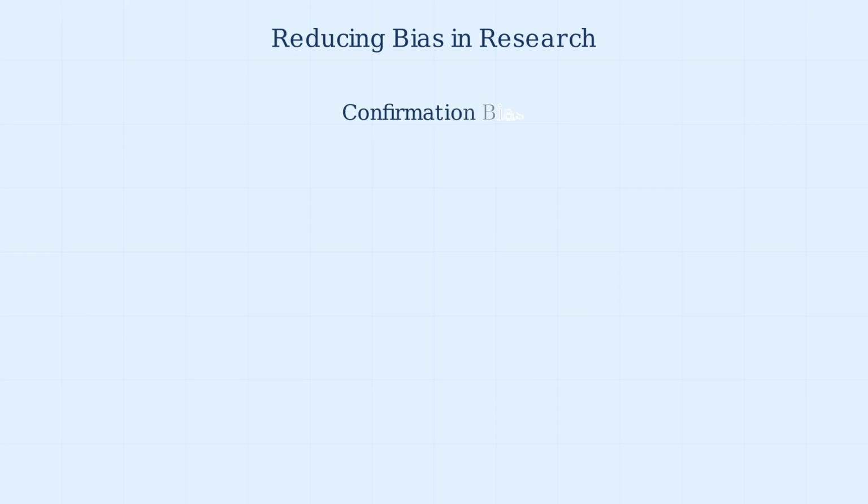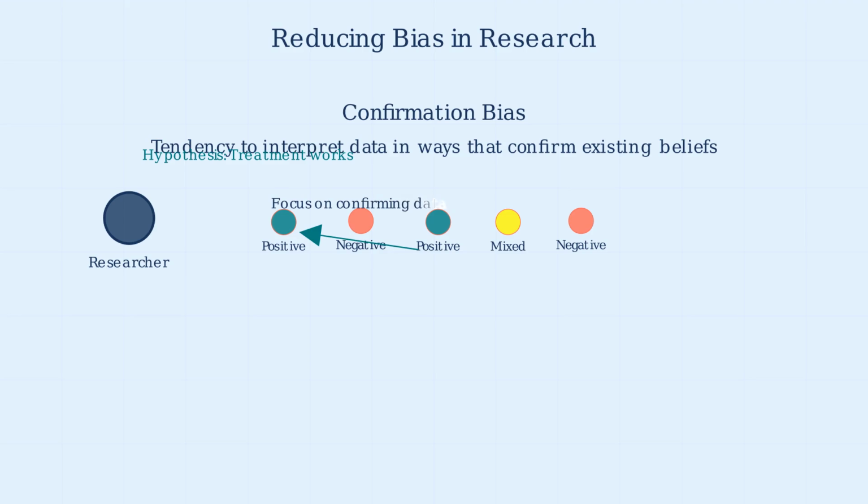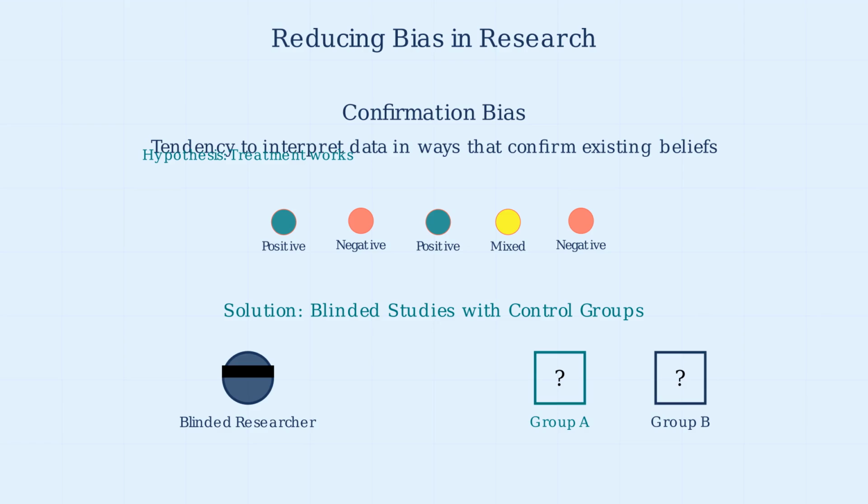Confirmation bias is the tendency to interpret data in ways that confirm existing beliefs or hypotheses. Researchers may unintentionally focus on results that support their hypothesis while dismissing contradictory evidence. Control groups help reduce confirmation bias through blinded studies. When researchers don't know which group received the intervention, they can't unconsciously favor data that supports their hypothesis.